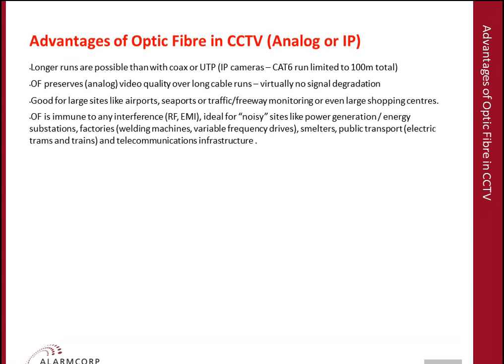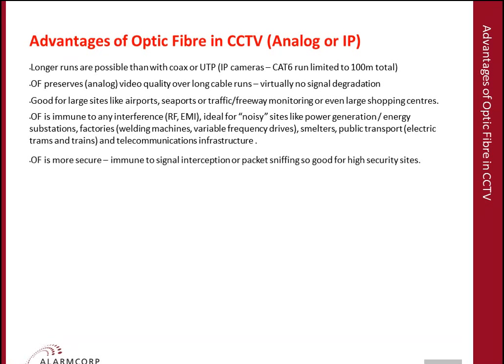Next, optic fiber is immune to any interference, radio frequency or electromagnetic interference. So it's ideal for noisy sites like power generation or energy substations, factories where you may have welding machines or variable frequency drives, smelters, public transport systems which have electric trams and trains, and of course telecommunications infrastructure where you have intentional radiation of microwave or radio radiation, all of which can cause interference in normal copper cables.